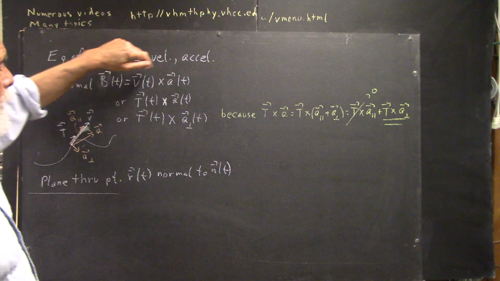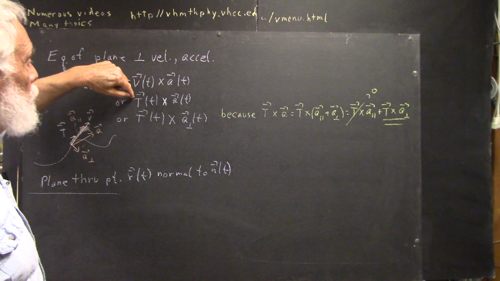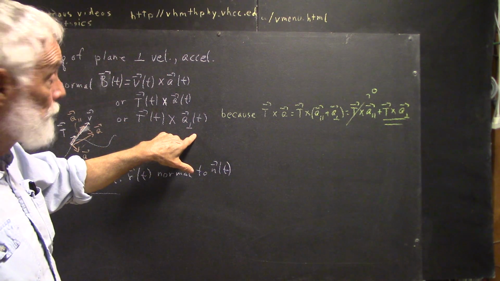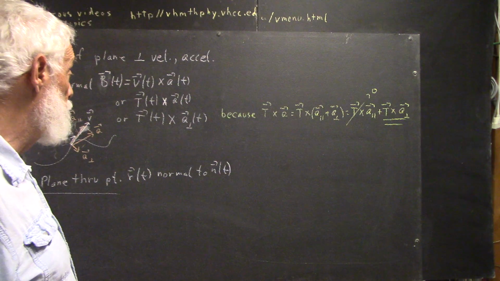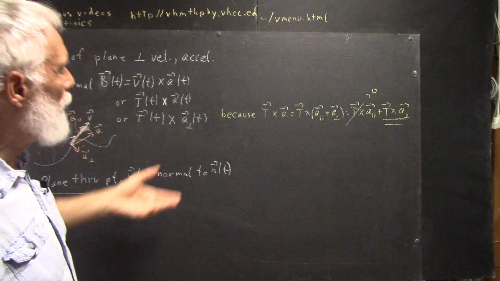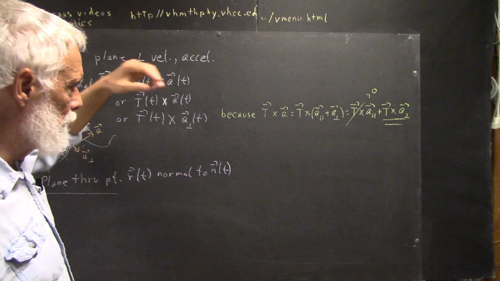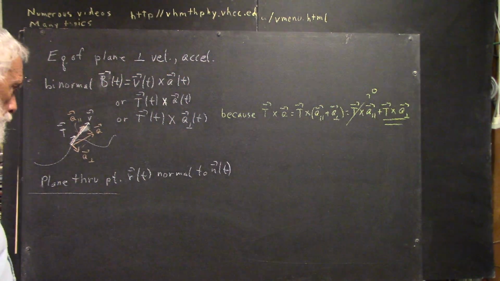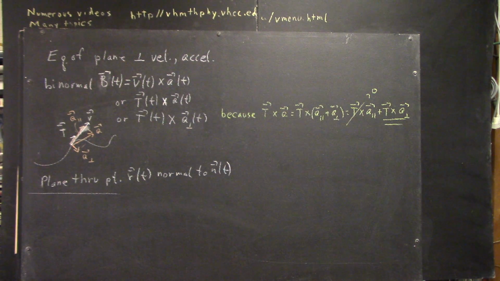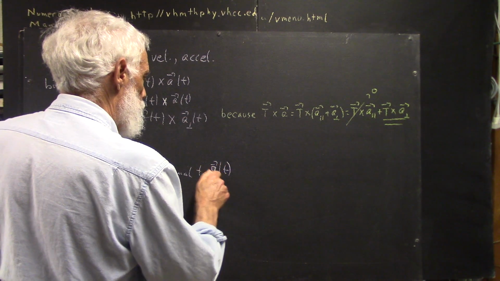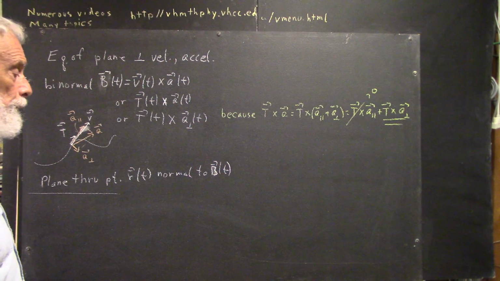Okay, so you could do v of t times a of t, or you could do the unit tangent times a of t, or you could do the unit tangent times the perpendicular component of a of t. You could even do the unit tangent times the magnitude of the perpendicular, times the unit vector in the direction of a of t, which would be our n of t vector. So let me try to avoid confusion by this.